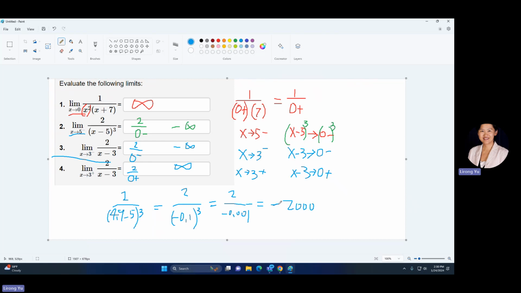That kind of means that this is negative. Let me see if you put it in the calculator. You would do 2 over 4.9 minus 5, for instance, to the power 3. It's negative 2,000. Yeah, it gives you, depending on the number that you try. Sometimes it's super large, sometimes it's not as large. You might have to try another one to see the difference.